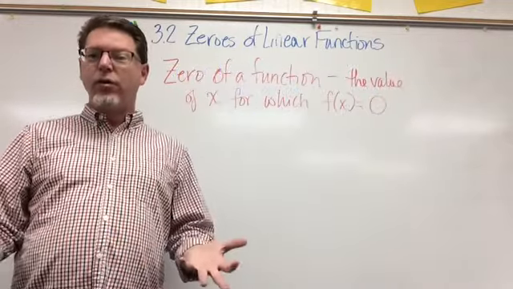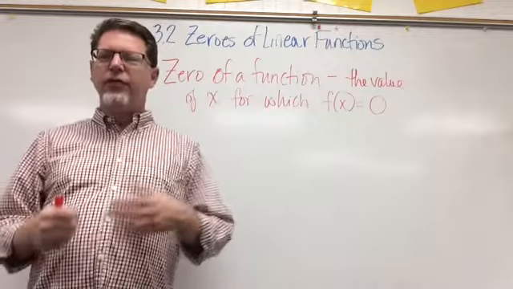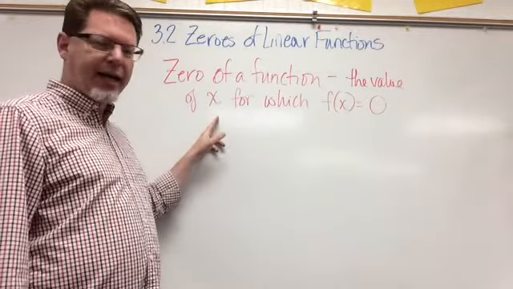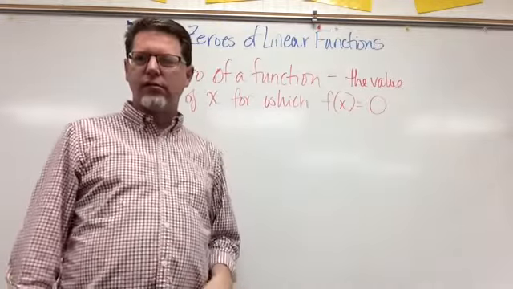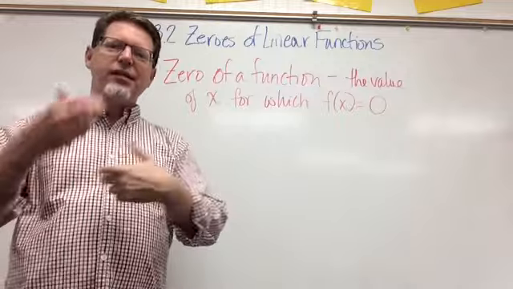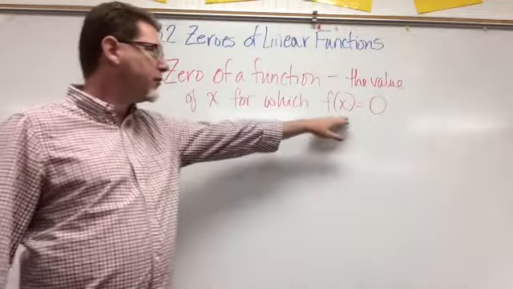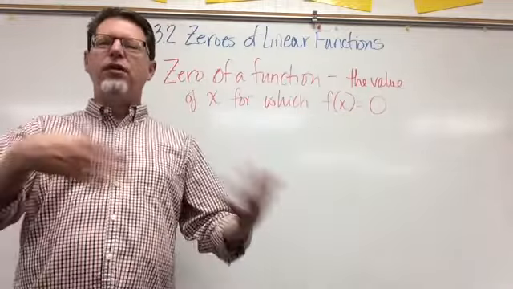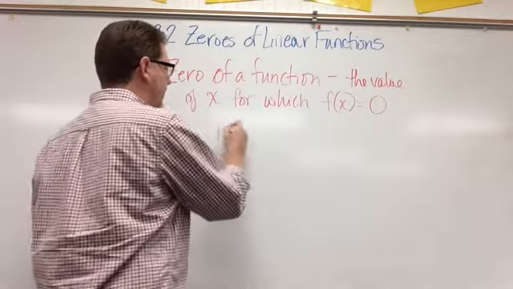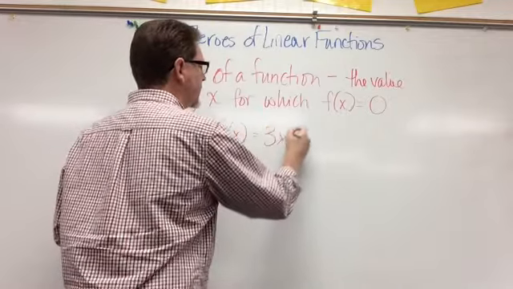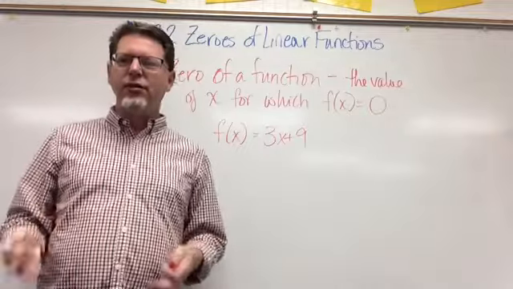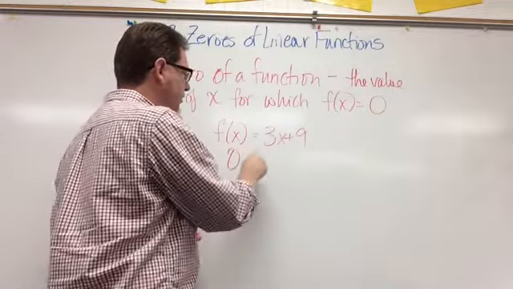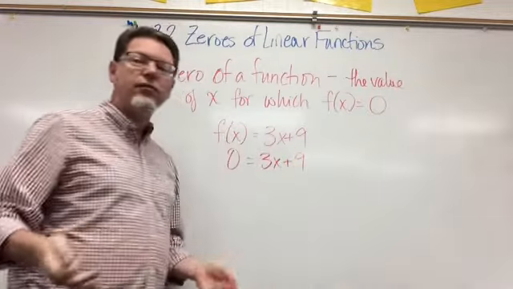So if we look at the zero of a function, which is the whole topic today, the definition of the zero of a function is the value of x for which f of x equals 0. So basically, to find the zero of a function, I replace f of x with 0 and then solve the equation. In that first example in your notes, f of x equals 3x plus 9, I replace f of x with 0. And so I put 0 equals 3x plus 9, and I solve the equation.